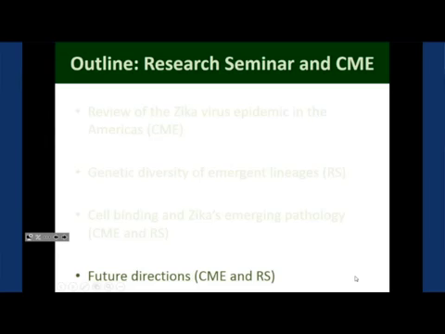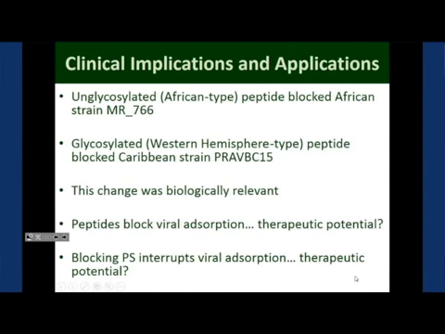So future directions. This has some CME and some basic research in it. I want to talk about future directions in the context of clinical implications and applications first. First thing we saw was that unglycosylated or African-type peptides blocked the African strain. Glycosylated or Western Hemisphere type peptides blocked the Caribbean strain that we used. And this change was biologically relevant. So it stopped infection, or I should say it didn't stop it, it reduced infection.